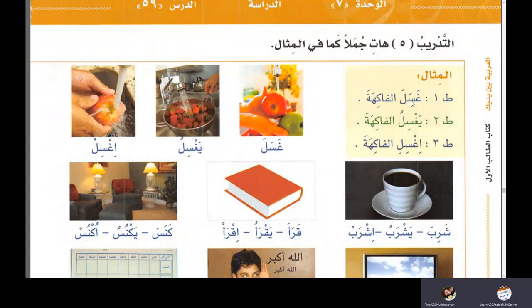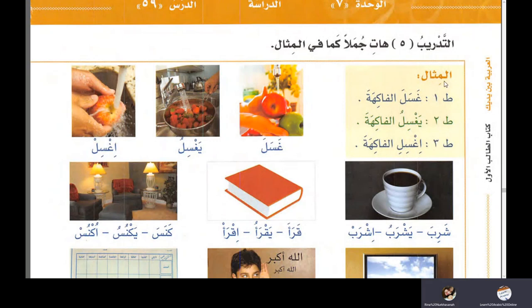So here we have three fail. Ghasala, he washed. It is fail madi. Yaghsilu, he is washing. Fail mudari. Ighsil, we are ordering someone. It is fail amr. Okay.